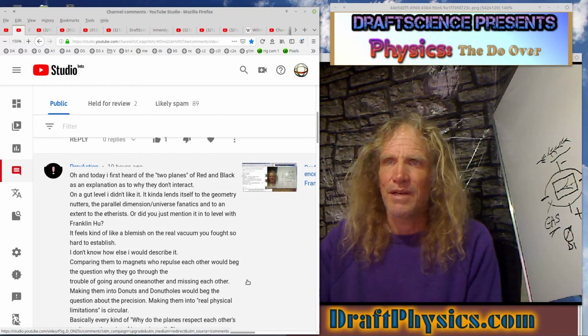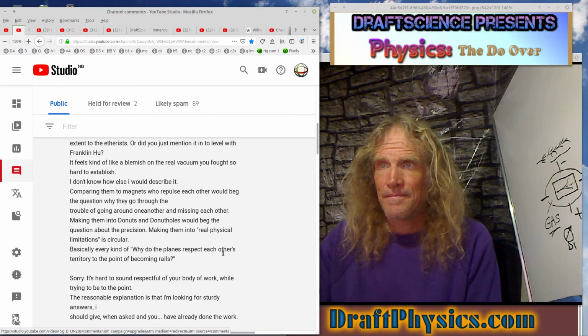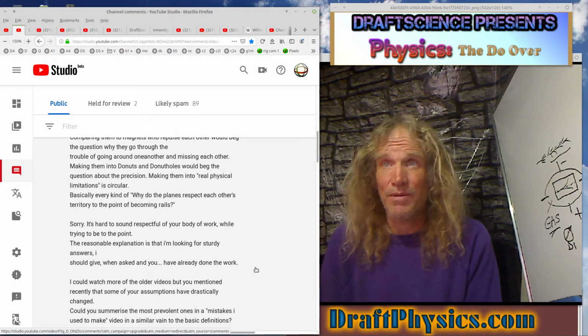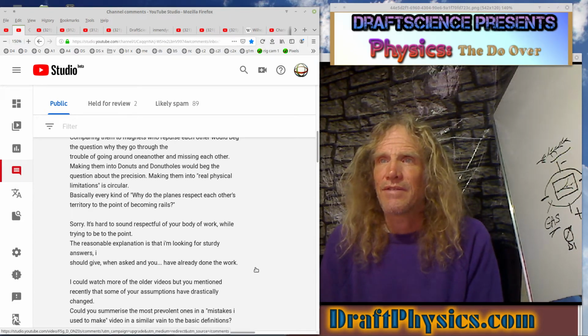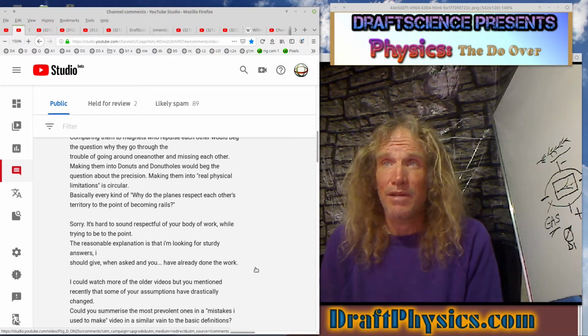Well, whatever you say. So basically every kind of why: why do the planes respect each other's territory to the point of becoming rails? Why are the black squares different than the red squares on the checkerboard? I don't know. Sorry, it's hard to sound respectful of your body of work while trying to be to the point. Well, I don't think your argument is to any point.